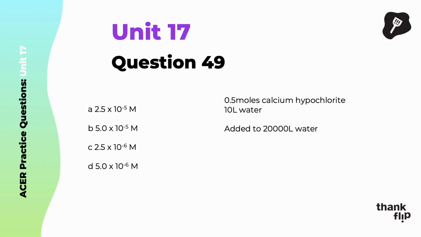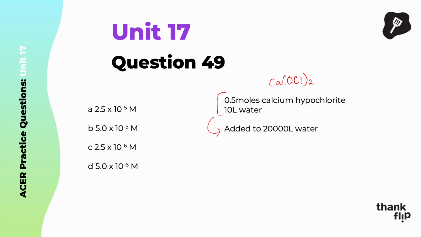Question 49 is giving us a series of dilutions and basically asking us, all right, so what's going to happen if you put 0.5 moles of calcium hypochlorite? So I'll put the formula there so that it's up there. So we have CaOCl2, and this is given to us in 10 liters of water. And then after you have this 10 liters of water solution, you add this to 20,000 liters of water.